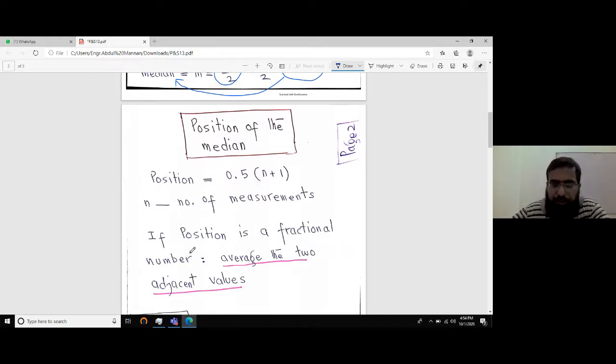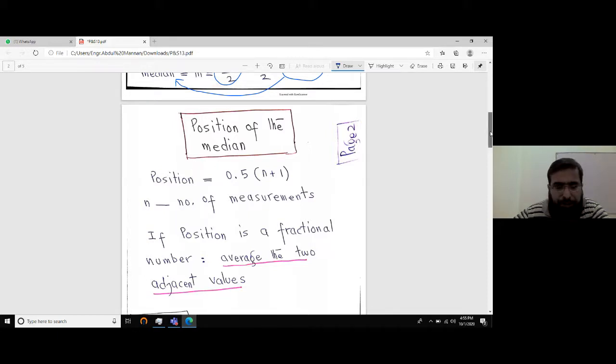If position is a fractional number, for example, it can be a fractional number. If n is an odd number, for example, 5 plus 1 is 6, then 6 multiplied by 0.5 is a whole number, 3. But if n is 6, then 6 plus 1 is 7. 7 multiplied by 0.5 is 3.5. So that's not a whole number. In that case, if this position variable is a fractional number, then we compute the average of the two adjacent values produced by this expression.